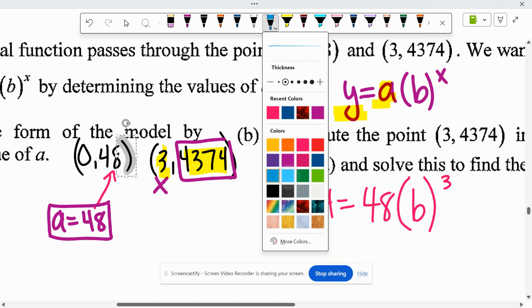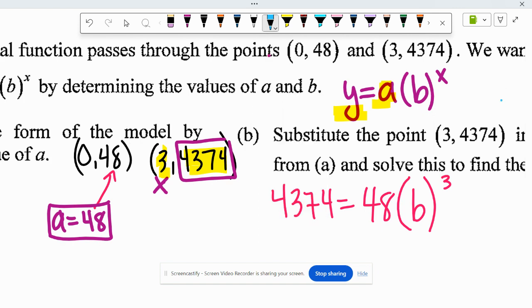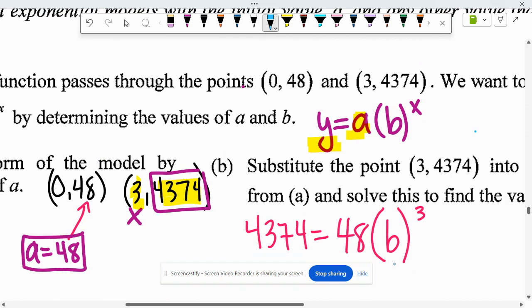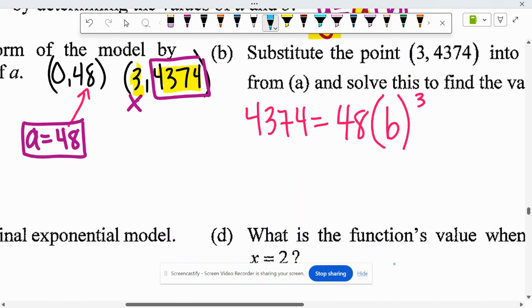So how am I going to do that? How do I get b cubed all by itself? Because right now it has a 48 in front of it. Right now it says 48 times b cubed. What's the undo of times? Divide. So I need to divide both sides by 48.